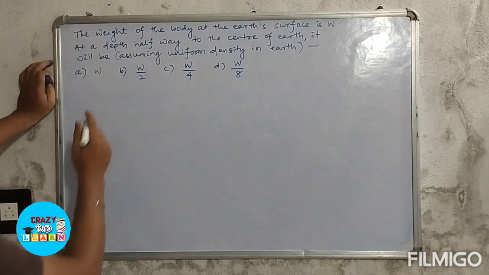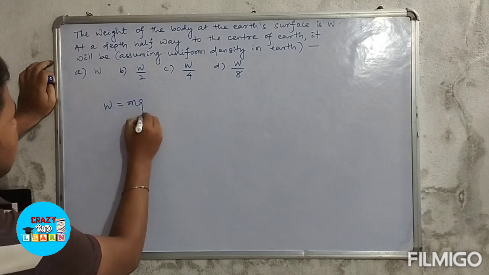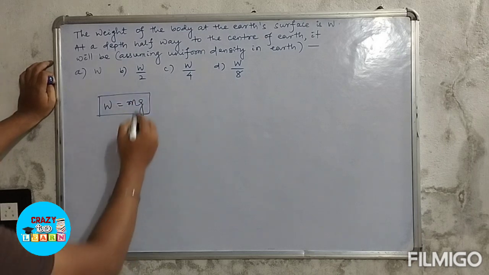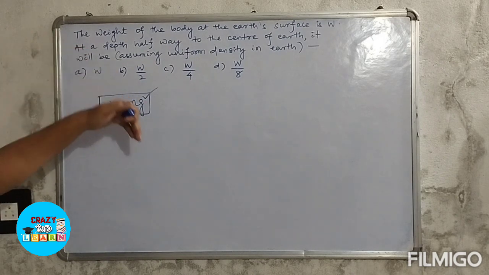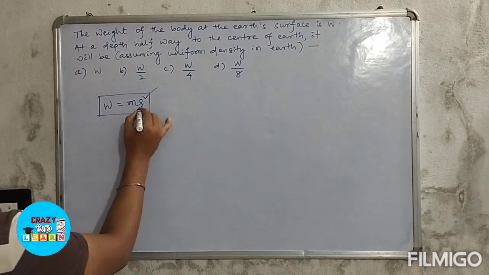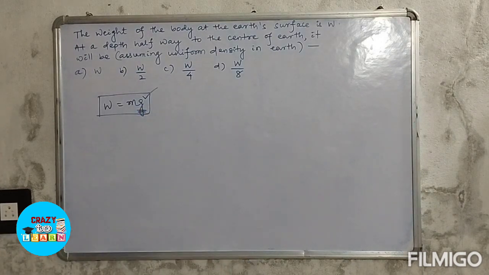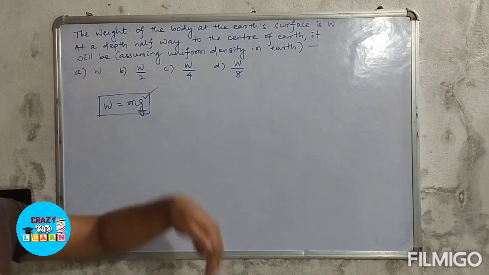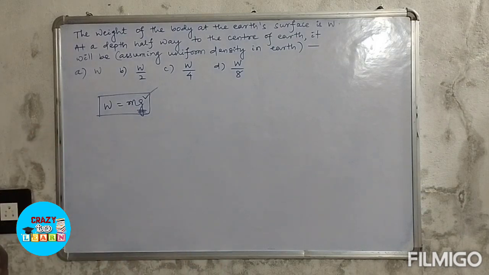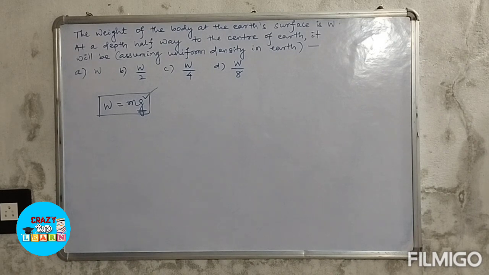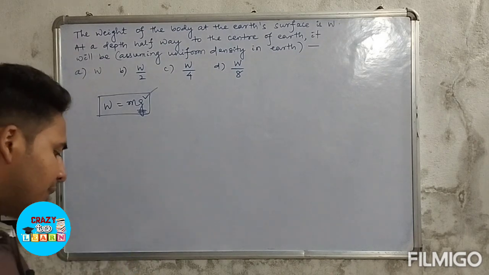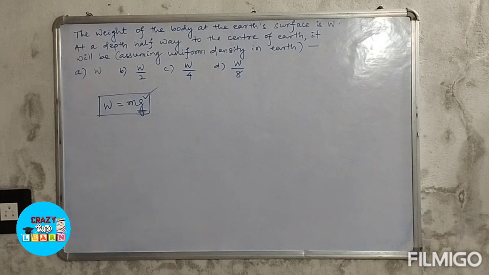Normally we know the formula of weight w is equal to mg, and on the surface of the earth it is correct. But when you move to a depth halfway to the center of the earth, g is not the same, g will change. When we move inside to a depth, the small g value will decrease. We already discussed in my previous videos that the g value decreases with altitude and decreases with depth. So when we go to a depth, how does the acceleration due to gravity vary? What is the formula? I already discussed it with you.